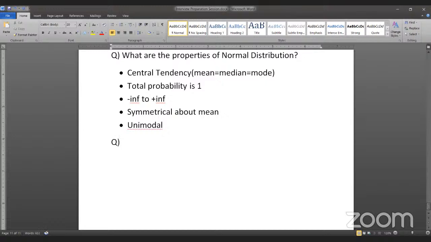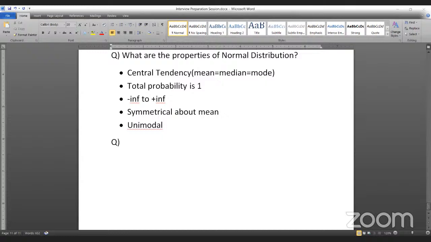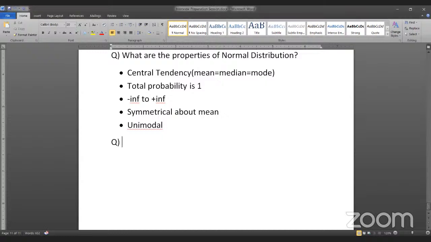Okay, coming to the next question: what is the p-value?